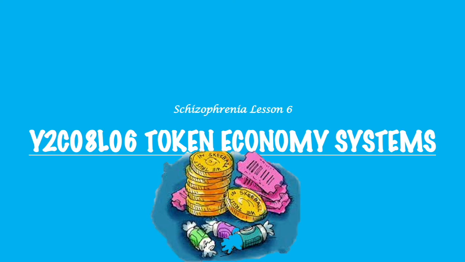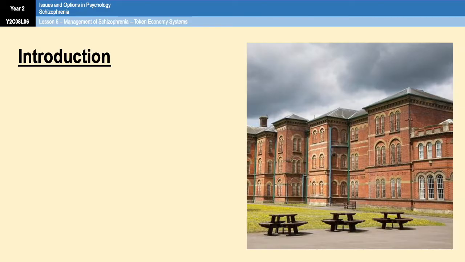Hello and welcome to Schizophrenia Lesson 6, where we are going to look at the management of schizophrenia through token economy systems. So we're going to cover what token economies are, how they work, what the point is, and then finish off with some evaluation points and a 6-mark outline.